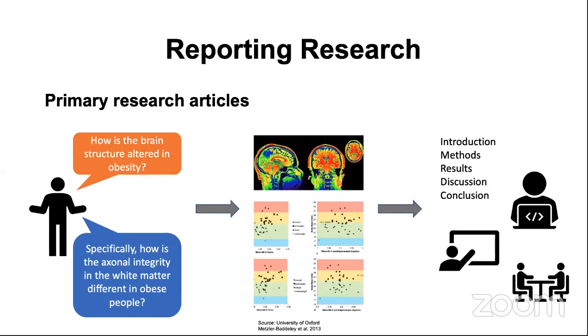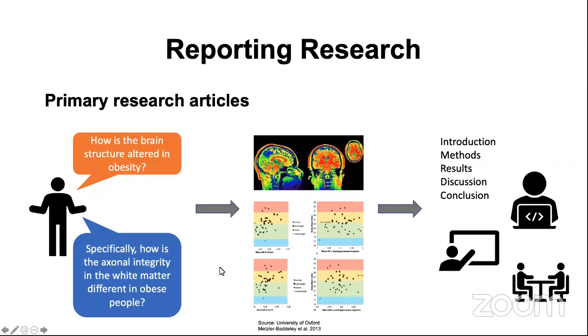And to make this research project meaningful, we need to really narrow down our scope to a really answerable question. So to narrow down the scope, the researcher may ask, specifically, how is the axonal integrity in the white matter different in obese people? And we see that this question really has narrowed down the scope in comparison to this broad directional question. Because first of all, we're only looking at white matter, which is a part of the brain, and on top of which we're only looking at the axonal integrity, so the myelin sheath. And so this question really is something that we can answer with one experiment.